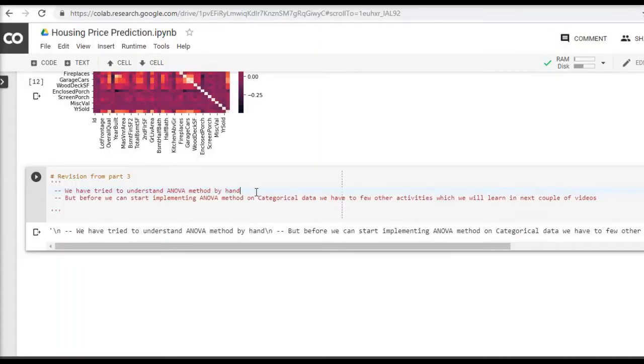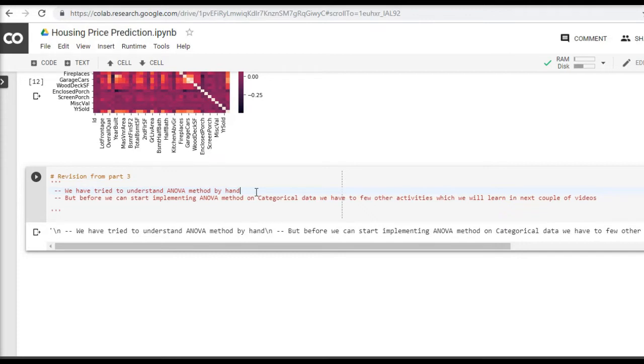So welcome back to part four of this housing price prediction series. And in the last part, part three, what we saw is we tried to solve an ANOVA method by hand, which basically means we want to find a correlation between a categorical column and a continuous variable, which is sale price in our case.